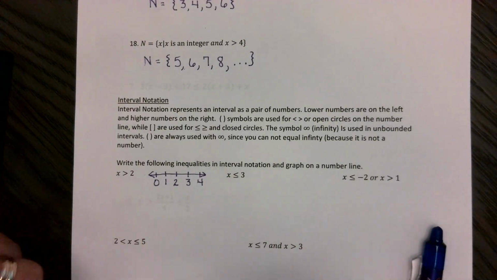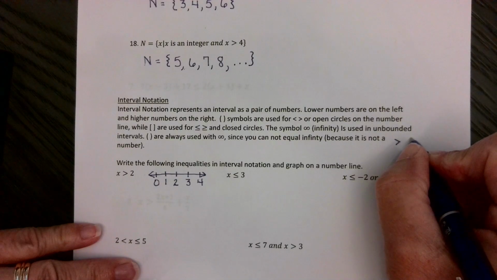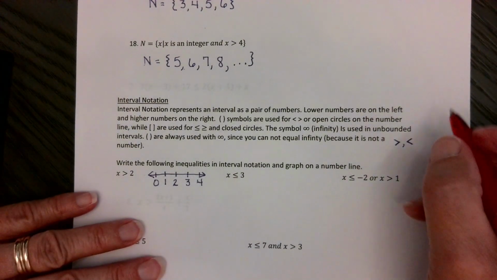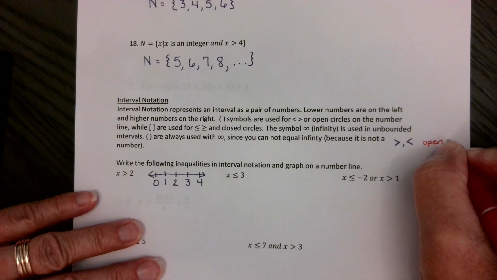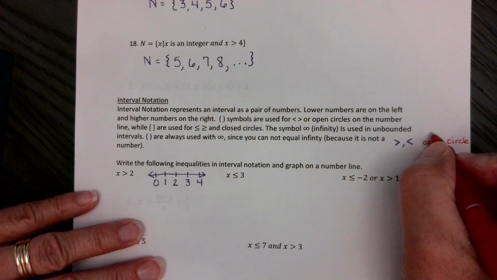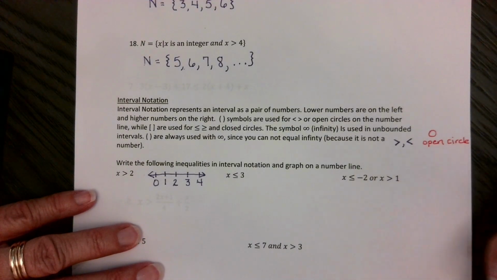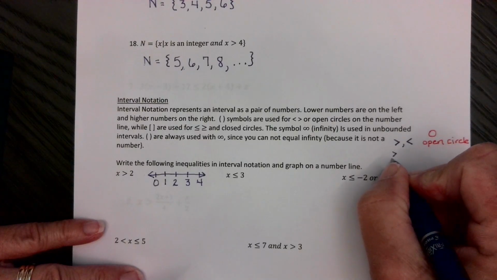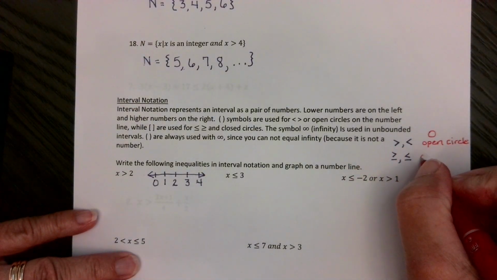Okay, first of all, if you see a greater than or a less than symbol, we're going to do what I call an open circle. It's just going to look like this. It's not filled in. I call it an open circle. And actually so do your instructions here. But if it's a greater than or equal to or a less than or equal to, you're going to have what I call a closed circle.